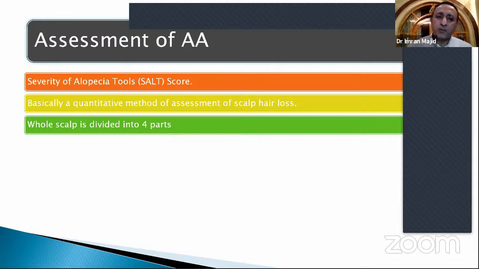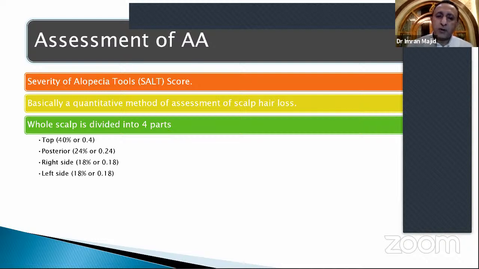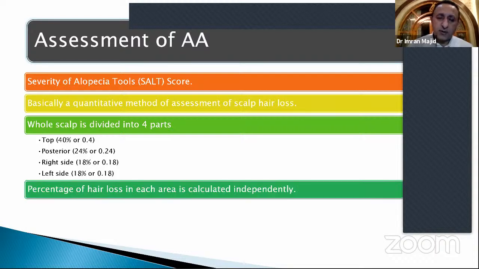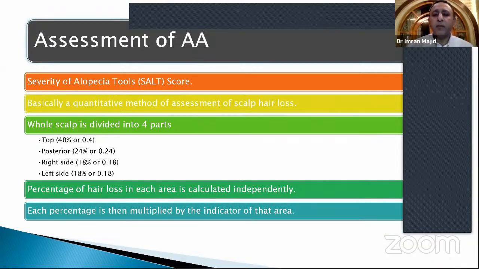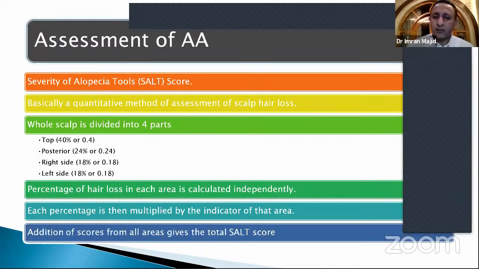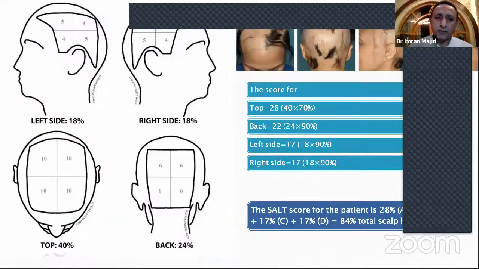The whole scalp is divided into 4 parts. The top is around 40% of the scalp surface area. The posterior is 24%. The right side is 18%. The left side is 18%. Then we calculate the percentage of hair loss in each area, multiply it by the percentage of scalp surface area of that region, and then add the different scores, and that gives the total SALT score. So this is how that is done.